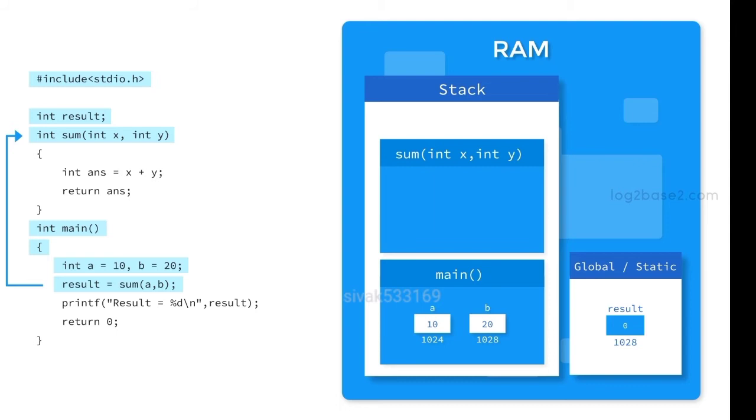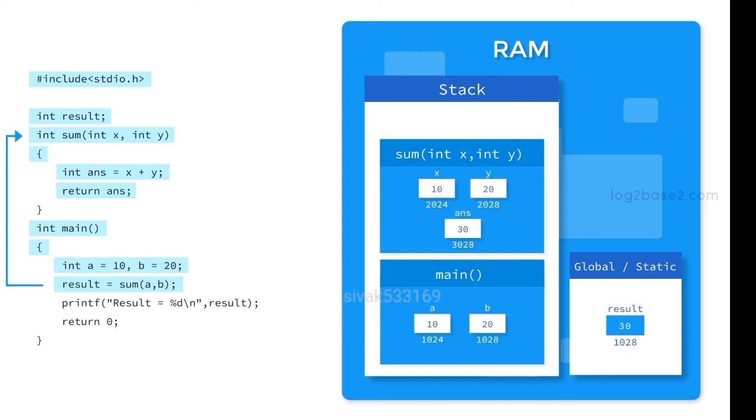Here, we have the parameters x and y having the copies of a and b. So x equal to 10 and y equal to 20. Next we have int ans equal to x plus y. So a new integer variable ans will be created inside the sum function and result 30 will be stored. Now we return ans to main and the value 30 will be stored in the global variable result.